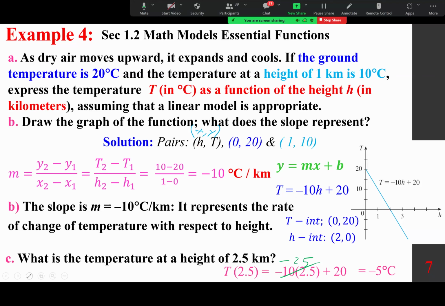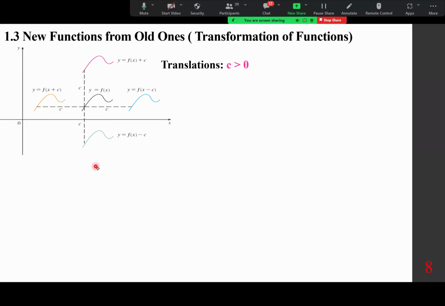New functions from old ones, transformation of functions. We're going to touch upon that. You should have an idea how to do the translation slash transformation, fairly basic. When the function y equals f of x, if we say plus c, it shifts up by c units. If we say minus c, it goes down by c units. We are assuming c is positive. It makes it easier to understand this. And this shifts along the y-axis.